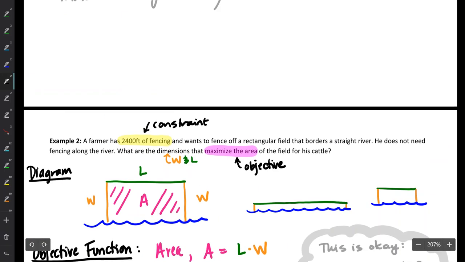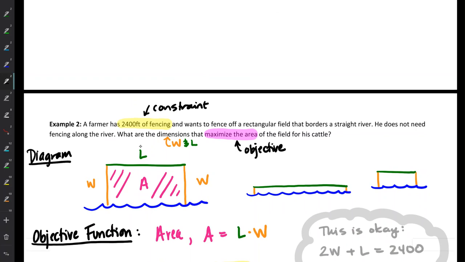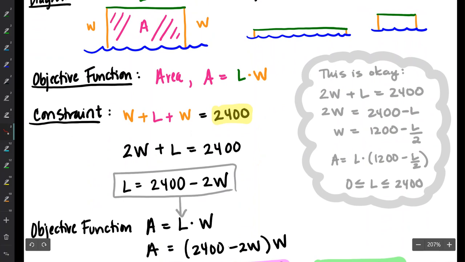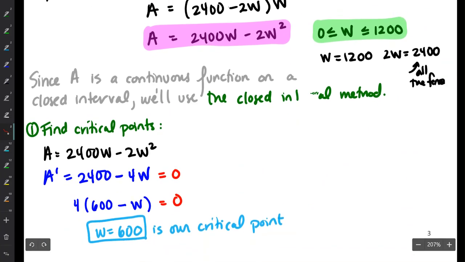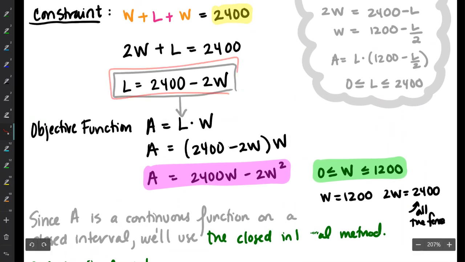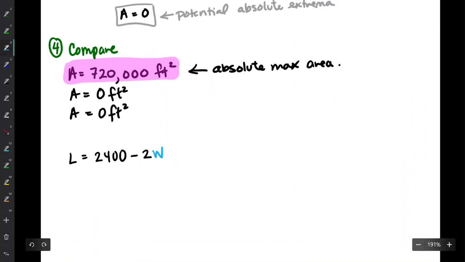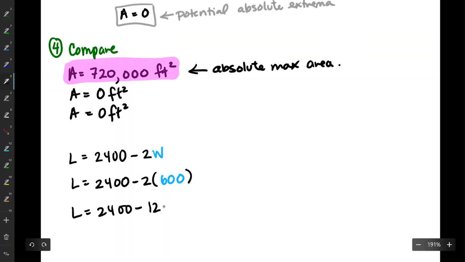Okay, now the question didn't ask for what the absolute max area was. It asked for the dimensions. What are the dimensions? So go tell me what W and L need to be, right? And we know W's got to be 600. Let's go find the length. All right, so my length is 2,400 minus 2 times 600. My length is 2,400 minus 1,200. I can't keep track of my zeros. It's 1,200.